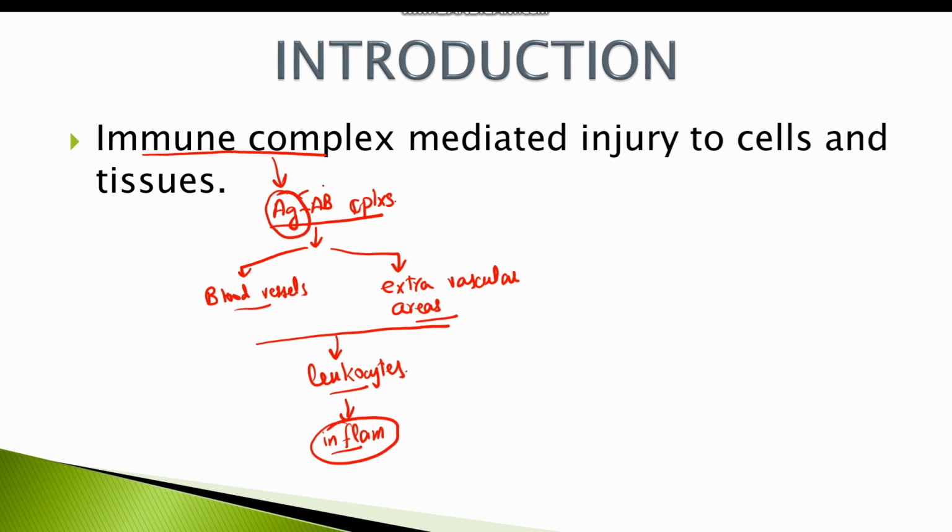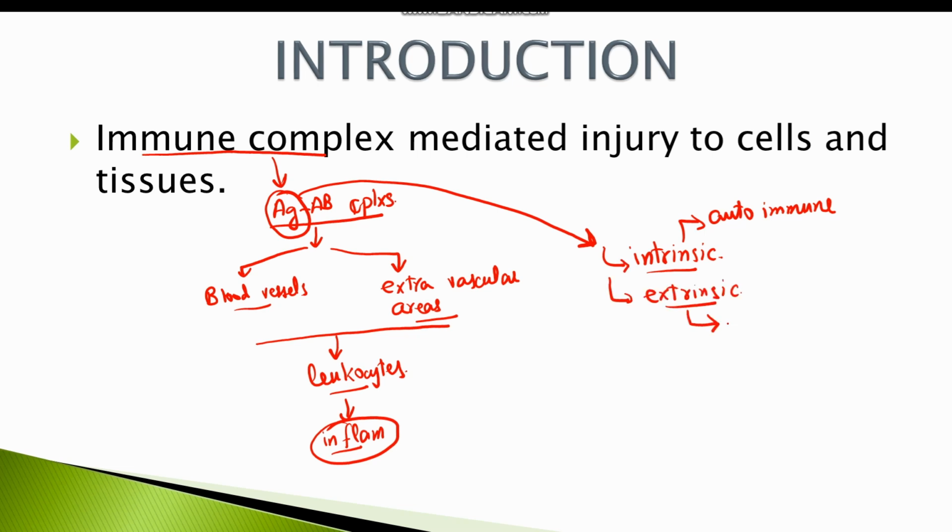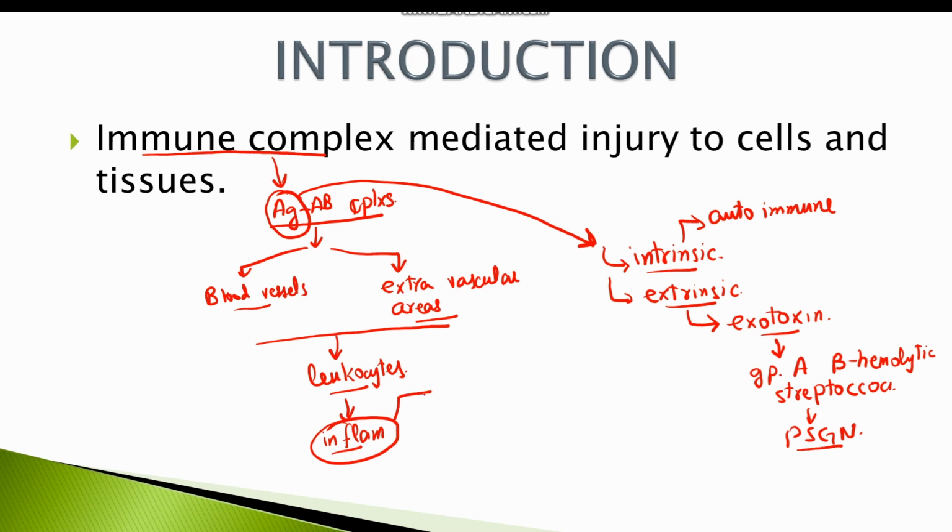So the antigens in these immune complexes are either intrinsic, such as in autoimmune diseases, or they may be extrinsic, such as exotoxin produced by group A beta hemolytic streptococci in post-streptococcal glomerulonephritis. So the inflammation caused by immune complexes can either be systemic, which means it involves the complete body, such as in SLE and acute serum sickness. Or this inflammation could be localized to specific sites, such as joints or glomeruli.